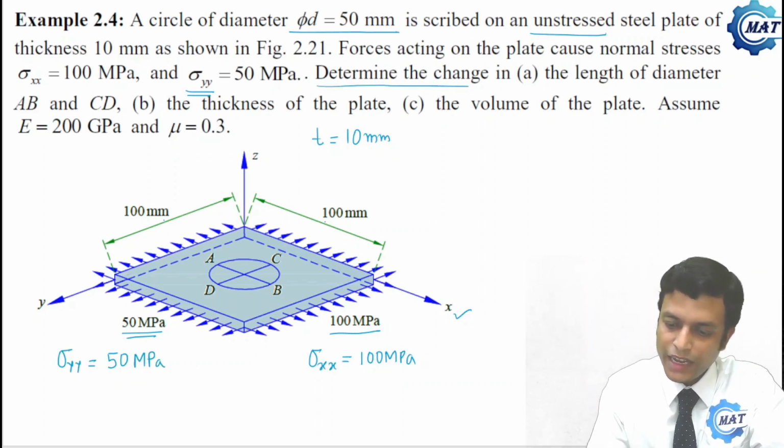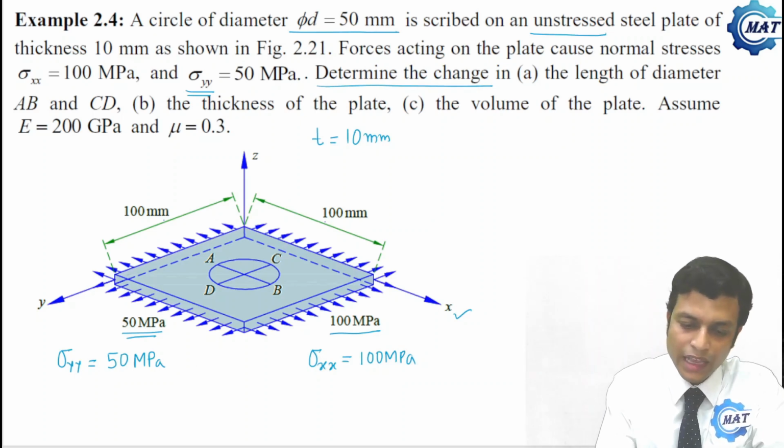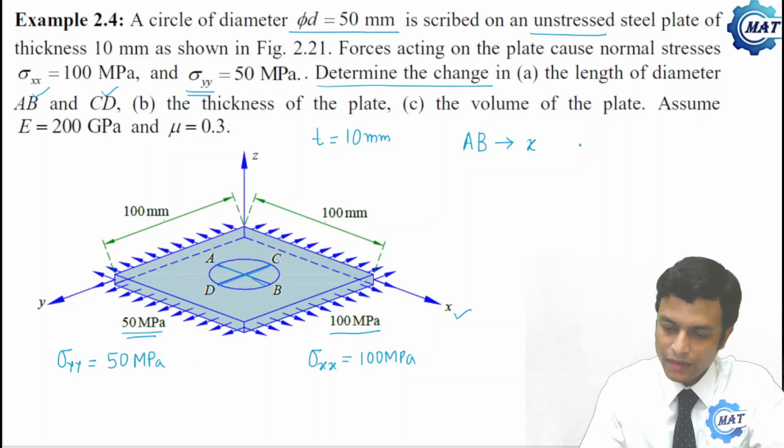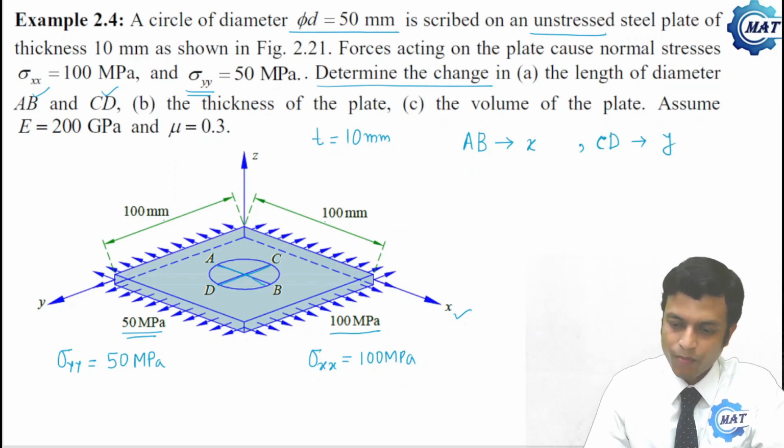Determine the change in the length of diameter AB and CD. Two diameters are there. This is AB and this is CD. AB is along x direction, whereas CD is along y direction.